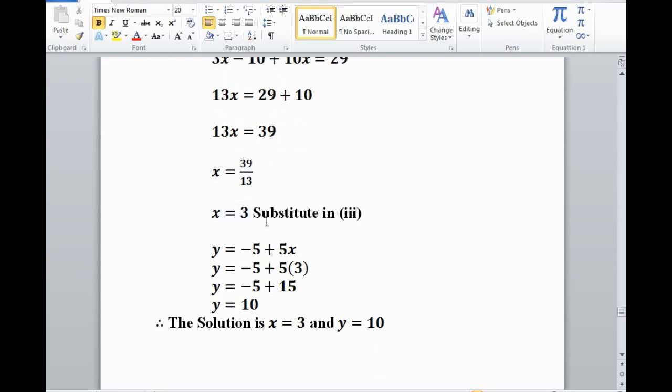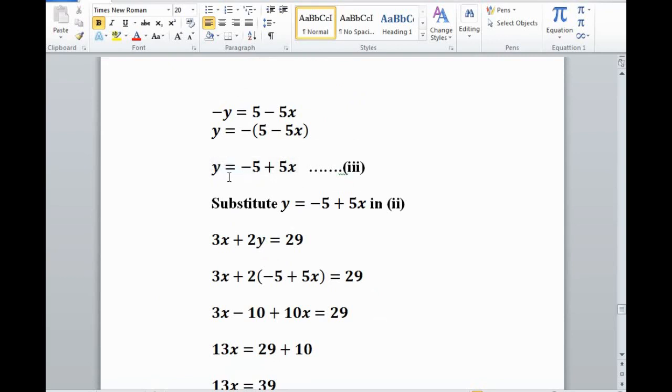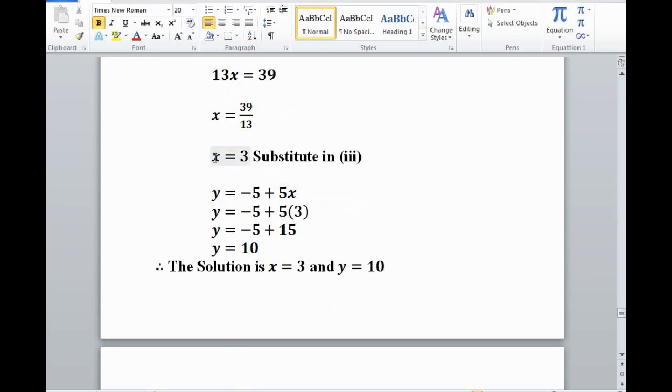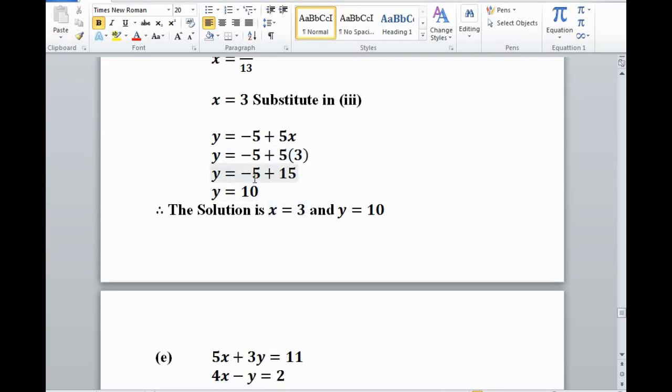So to find y, let's substitute this value of x, which is 3, in equation number 3. So first I will write this equation 3, which is y equals negative 5 plus 5x. And then I'm going to replace x by 3 in this equation. So this equation becomes y equals negative 5 plus 5 multiplied by 3. Okay, now let's take the product of 5 and 3. Their product is 15. And negative 5 plus 15 is positive 10. So the solution is x equals 3 and y equals 10.